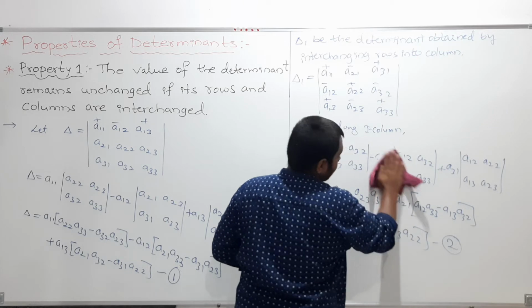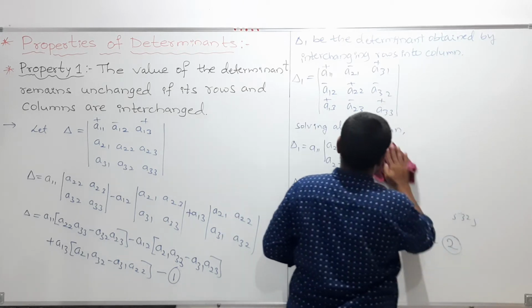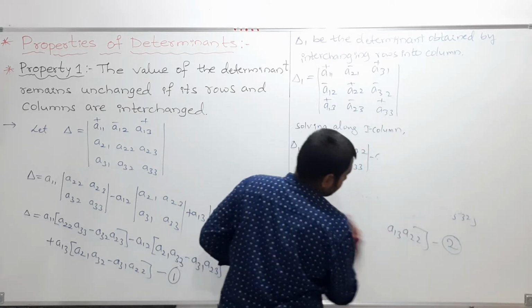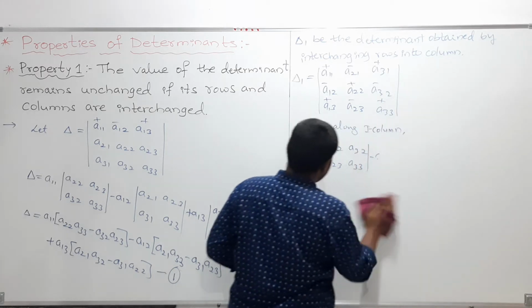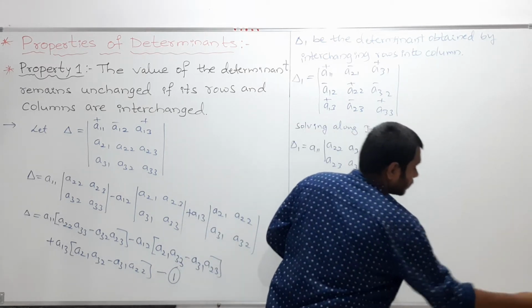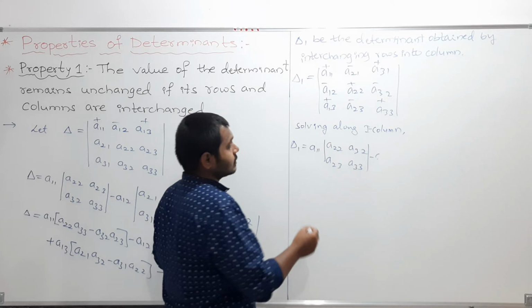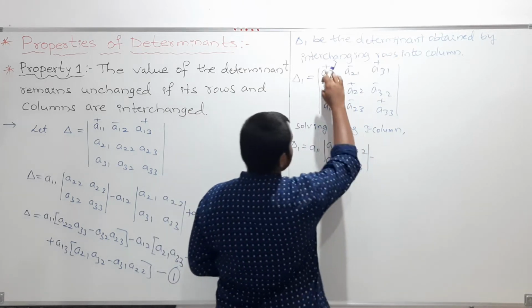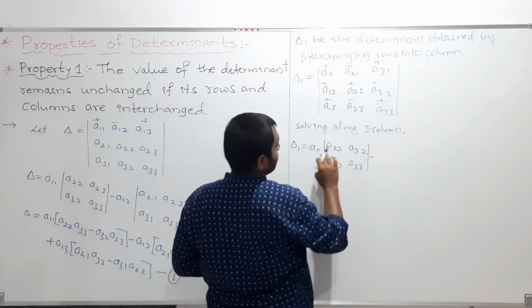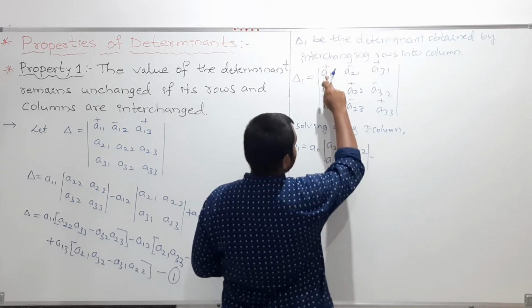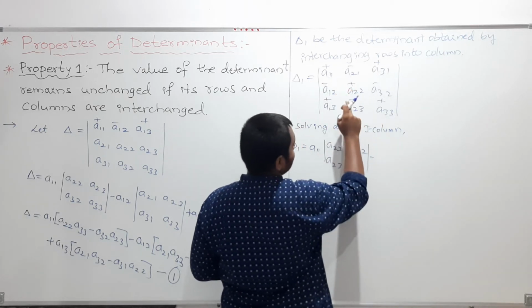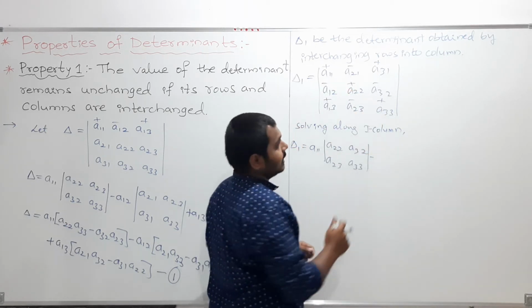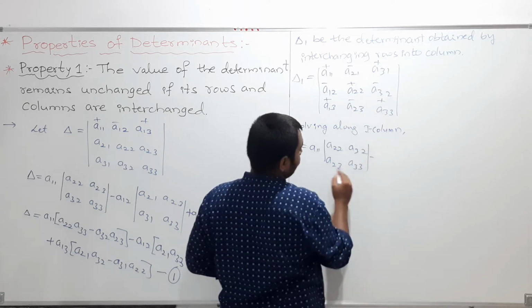I should take it column wise, column 1. So I am taking this first column. Plus, this is correct, A11. So this row and this column I should leave and I should take the determinant. So A22, A32, A23, A33.